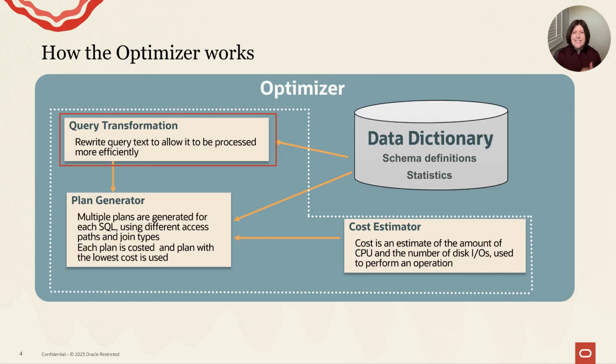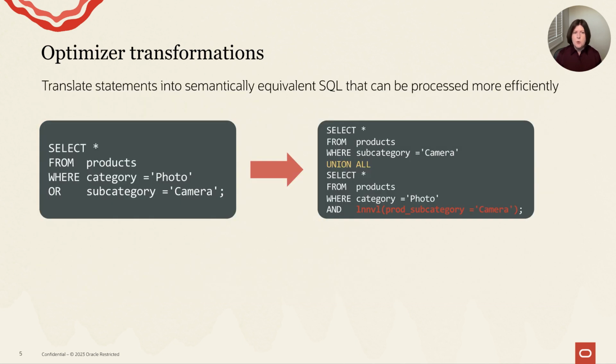So when we take off the lid and look inside the optimizer, we're going to see that it's made up of three key components. The first thing the optimizer is going to do is try and rewrite your queries to be able to process them more efficiently. Once it's done that, it's going to try and generate as many possible execution plans for that SQL statement, each of which will be assigned a cost, and then it's going to pick the plan with the lowest cost. So let's dive into that first step, query transformation. What is it and how does it work?